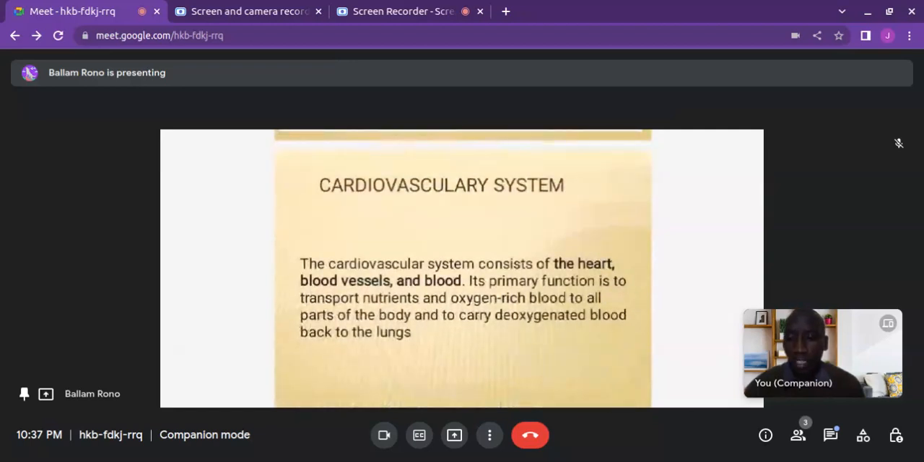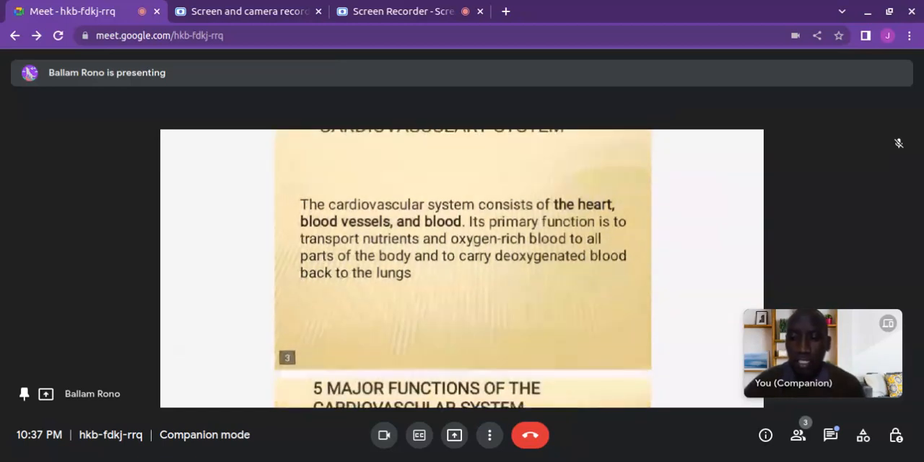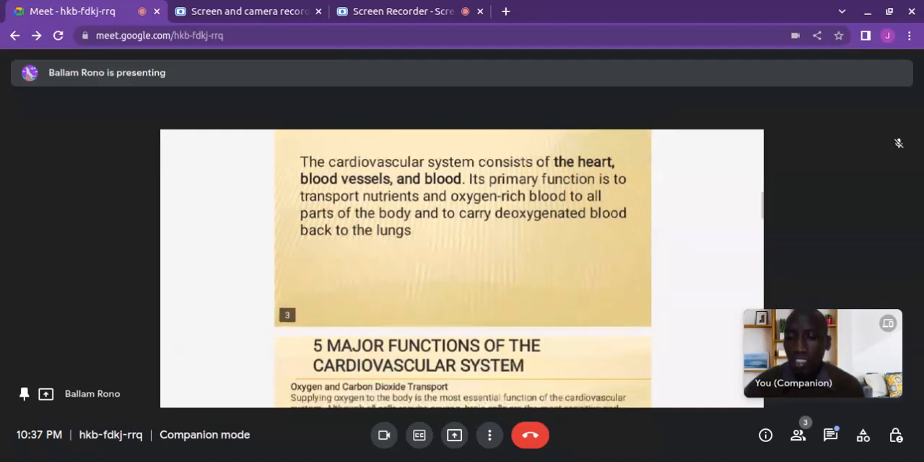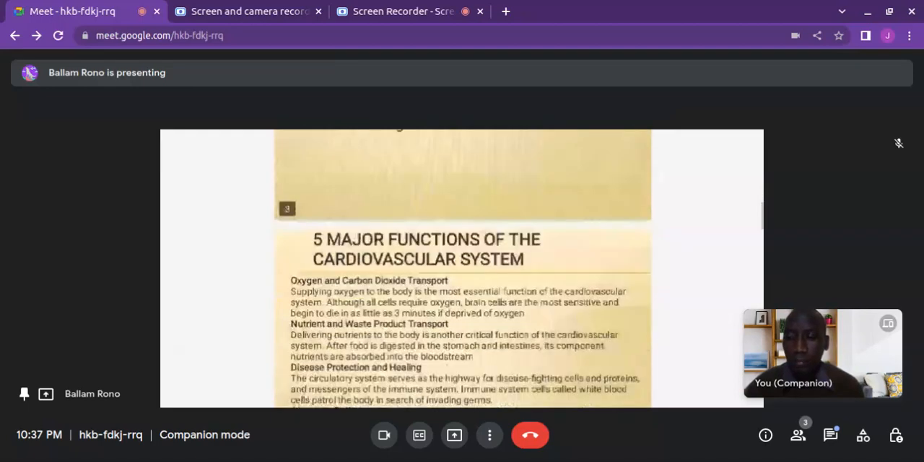The cardiovascular system mainly is the system which consists of the heart, blood vessels, and the blood. Its primary function is to transport nutrients and oxygen-rich blood to all parts of the body and to carry deoxygenated blood back to the lung.